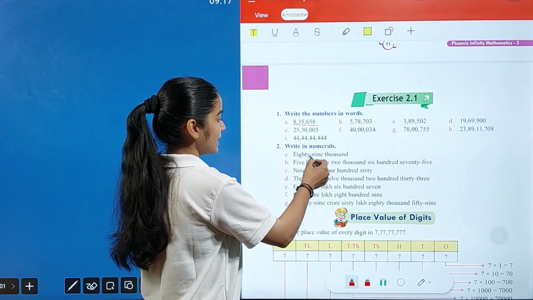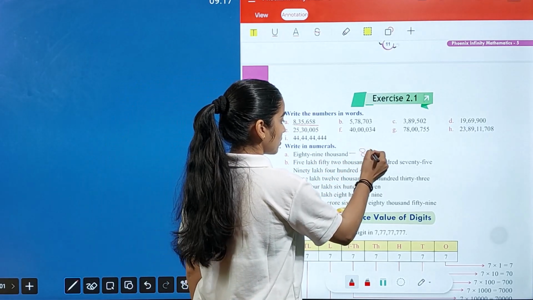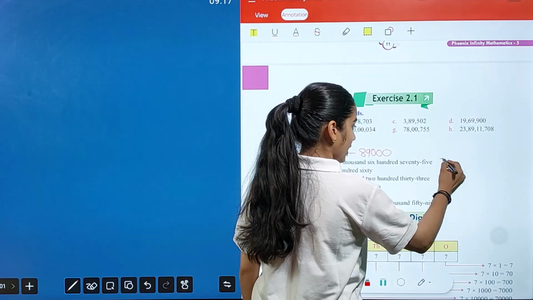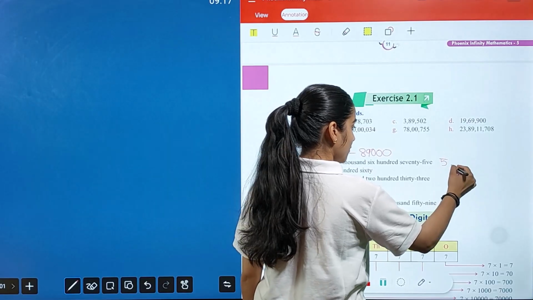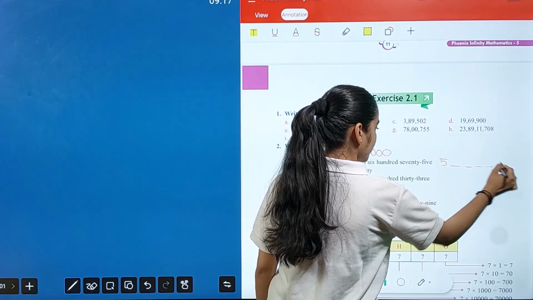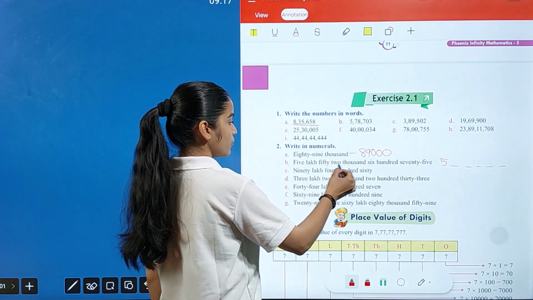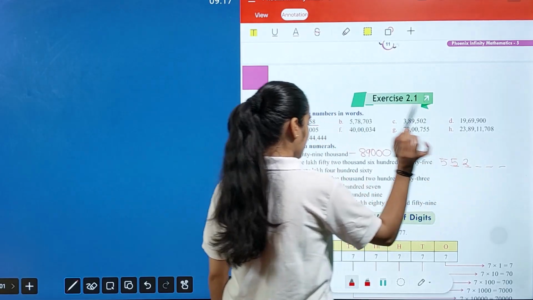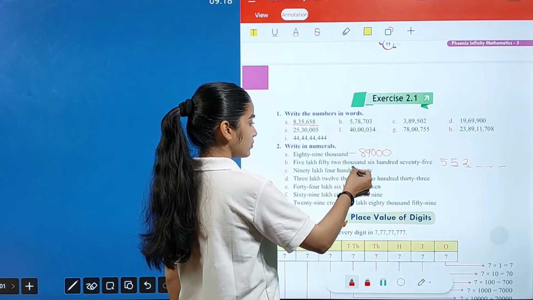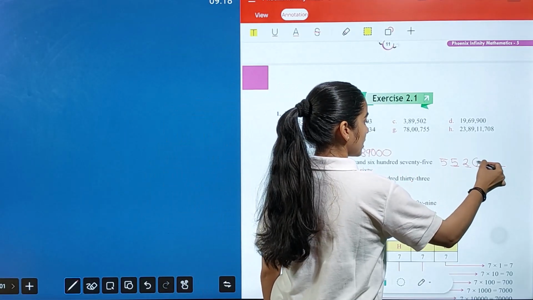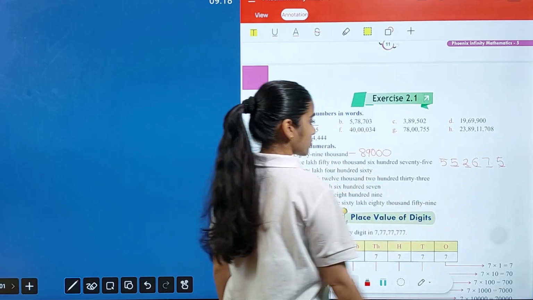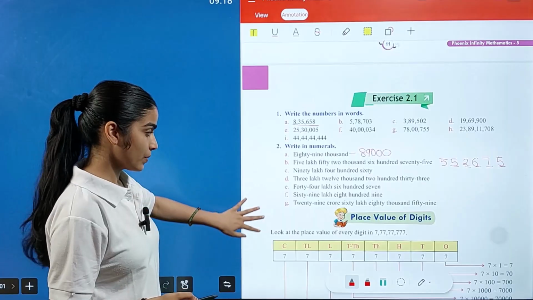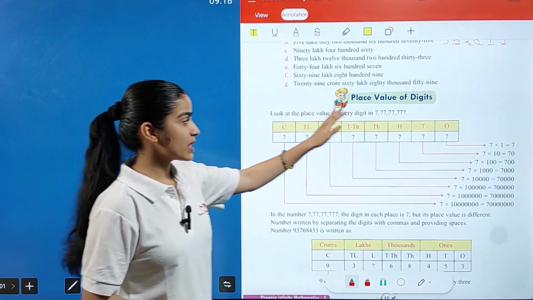Write in numerals 89,000. Okay, 5 lakh. So first we write 5 lakh. For 5 lakh, we already know that we have 5 blanks. So 5 lakh 52,000. 52,000, 1, 2, 3. For 1,000, we have left 3 blanks. After 52,000, 675. So in the same way, you have to write the numerals for the rest of the parts you have in question number 2.